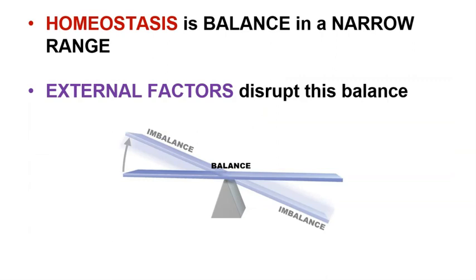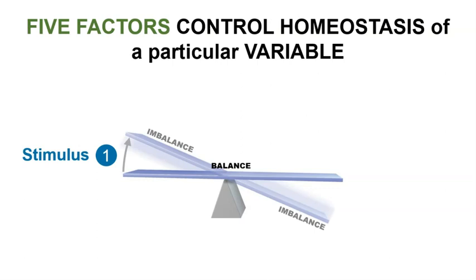So we've seen that homeostasis is a balance within a very narrow range. And we're also going to see that external factors and external variables, such as temperature, are going to try to disrupt that balance. So we find that there are 5 factors that influence homeostasis of a particular variable. So that is, these 5 factors work together in order to restore that initial balance of homeostasis. The variable can be anything occurring within the body, such as CO2 levels in the bloodstream, body temperature, and also blood glucose levels are good examples of these variables.